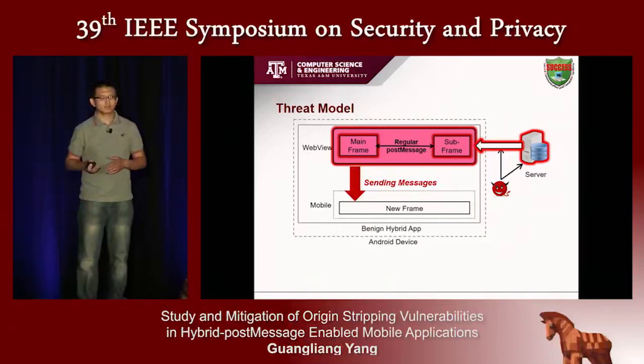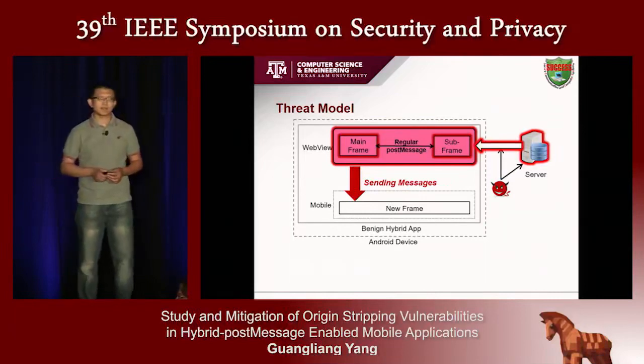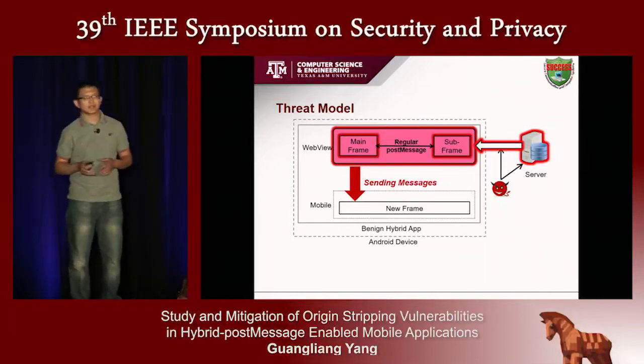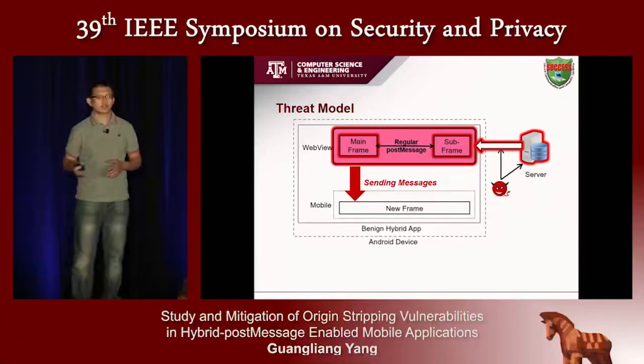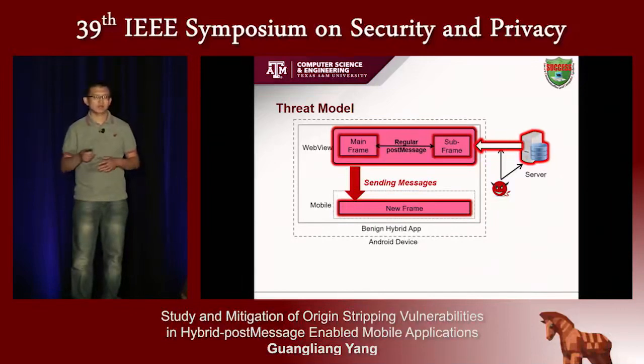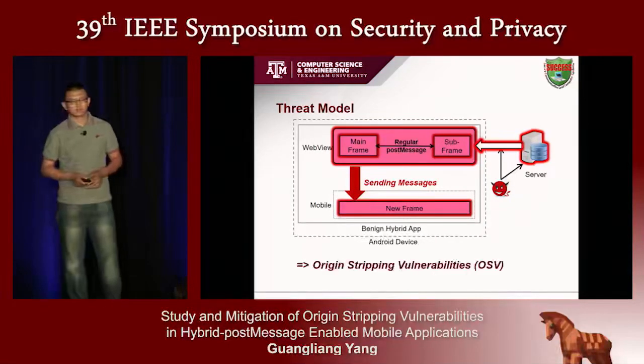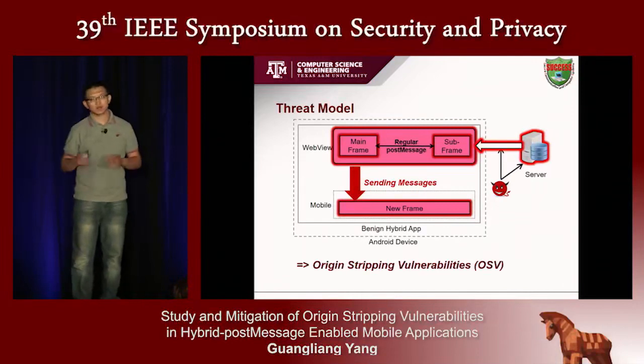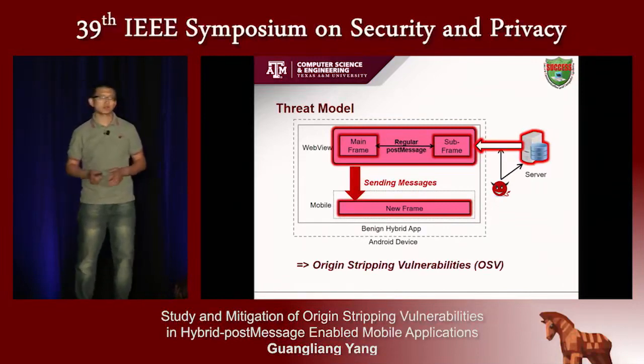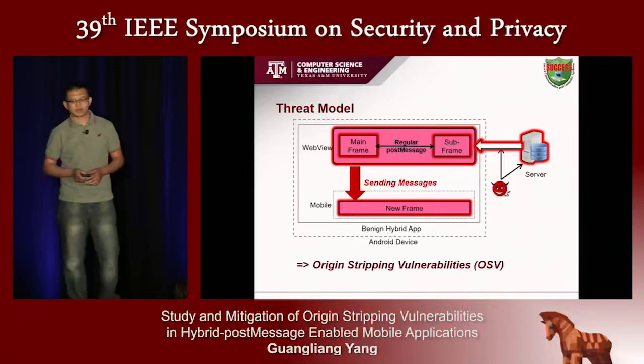The other attack pattern is that the attacker may directly or actively send a message to the mobile platform. If the platform has some sensitive functionality, serious consequences may be caused, because this functionality or even some internal data may be leveraged by attackers. We call all these security issues in hybrid postMessage origin stripping vulnerabilities, OSV for short.